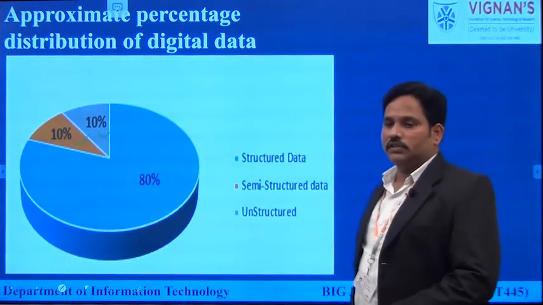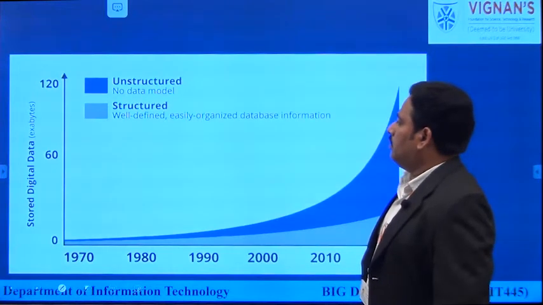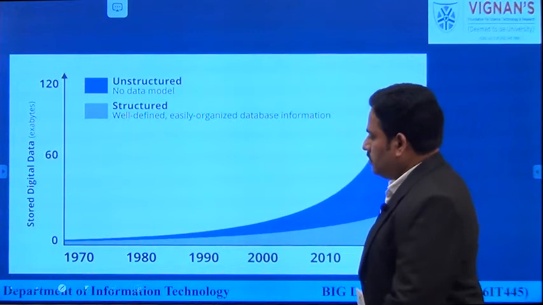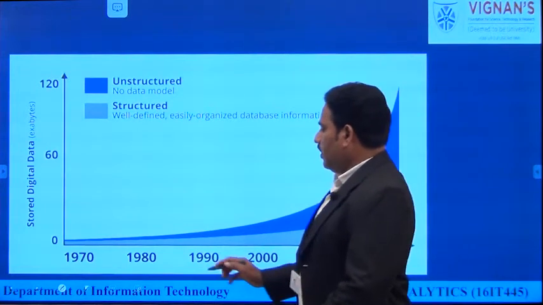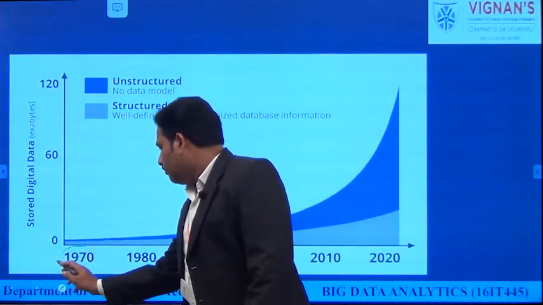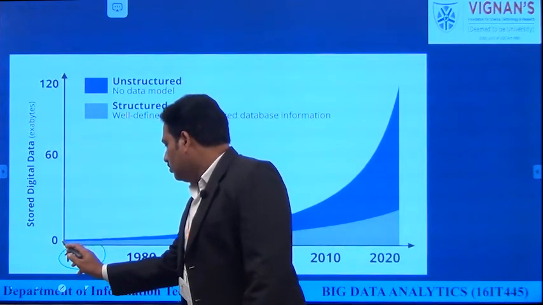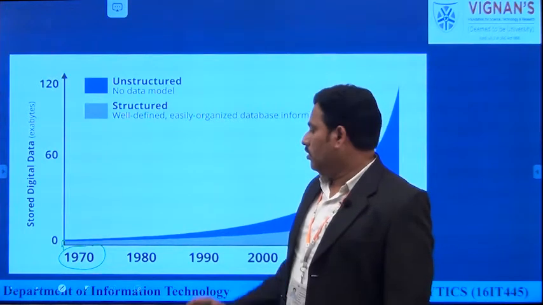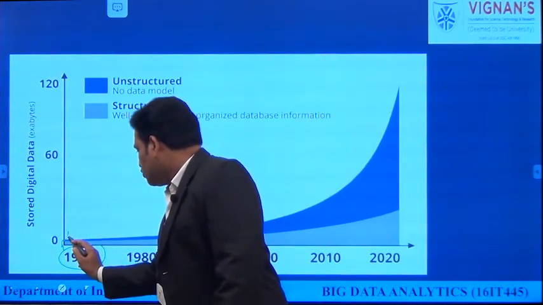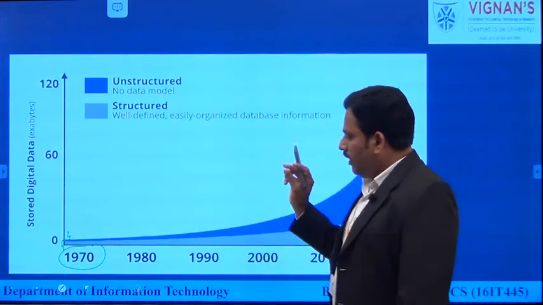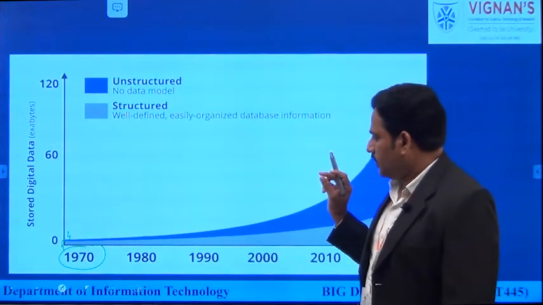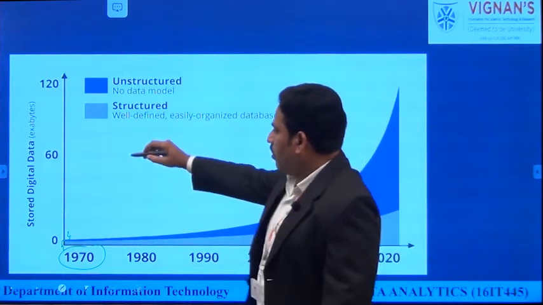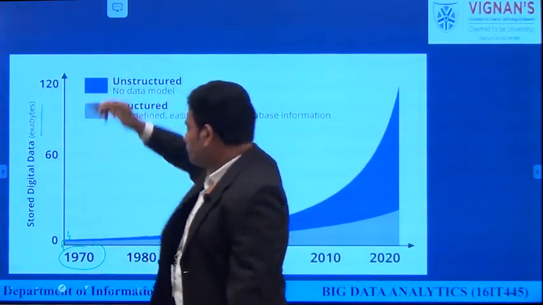Now we'll see how this real-time data or unstructured data is coming in a very large scale. Let's have a comparison here. In the year 1970, the structured data is taking a vital role, whereas unstructured data is only in a smaller case. That means only a little bit of unstructured data was generated in the 1970s, if we discuss in the form of exabytes.